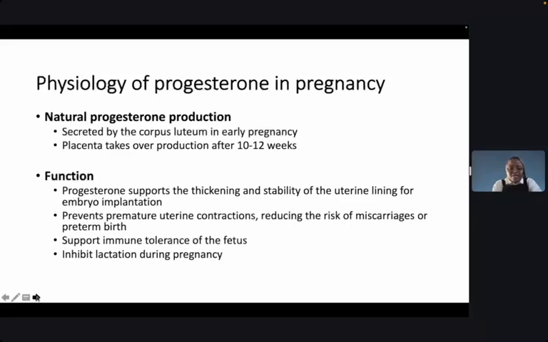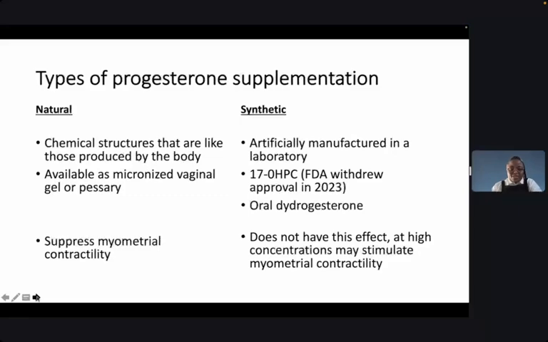The other important function of progesterone is the support of the immune tolerance of the fetus. It helps the mother not to see the fetus as a foreign substance. And during pregnancy, progesterone also helps in inhibiting lactation.